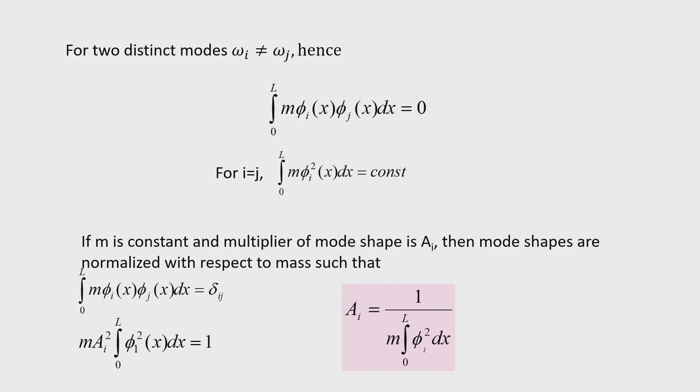When any other normalization scheme is used, the right hand side of this integral may not be 1. Okay. But if any normalization scheme other than mass normalization is used, then of course the result is not 1 here.